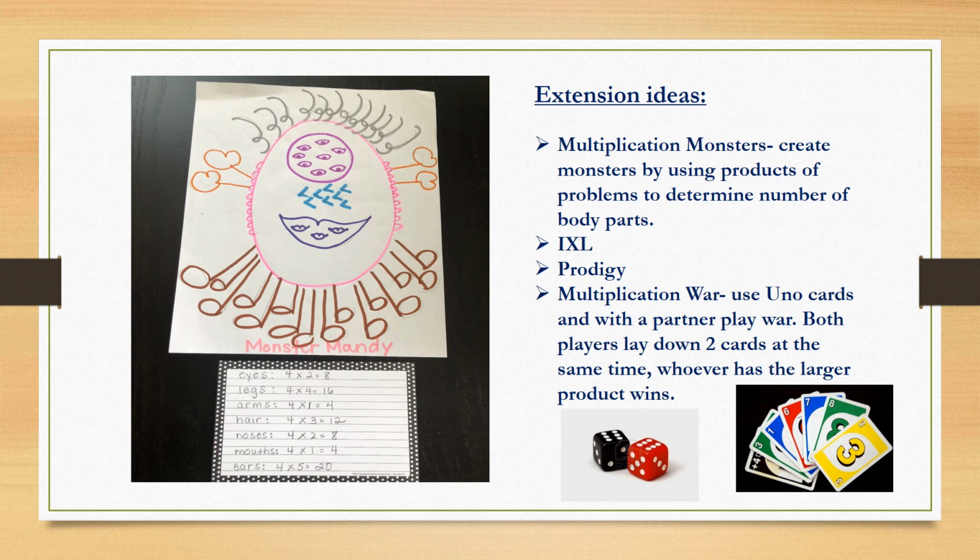This page talks about extension ideas that you could use with multiplication. One of the extension ideas is multiplication monsters. So what you do is you create monsters by using products of problems to determine the number of body parts. So for example, if you look at the monster that I created, I was focusing on the fours tables. So the eyes, I chose 4 times 2 equals 8. So there's 8 eyes there. Or if you look at the ears, 4 times 5 equals 20. So there's 20 little ears there.